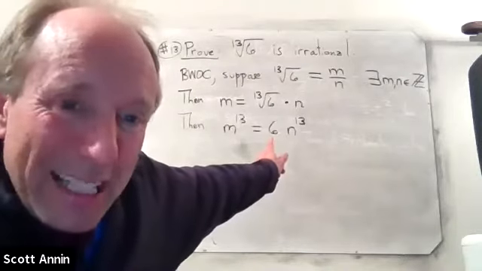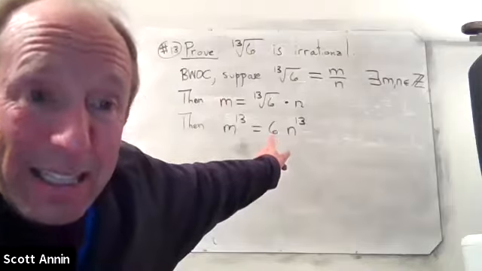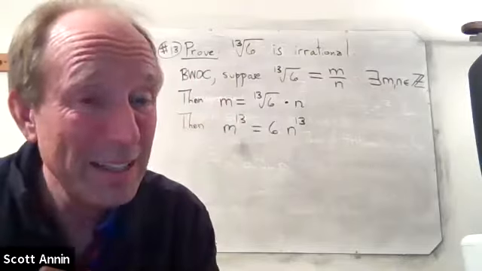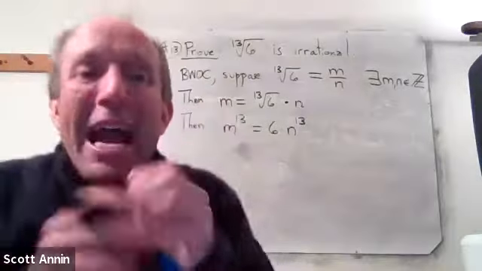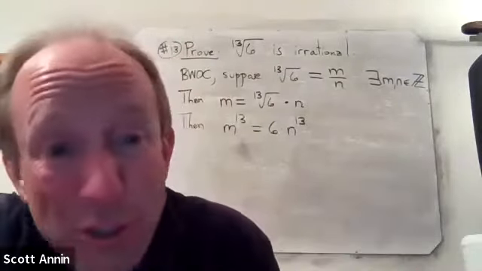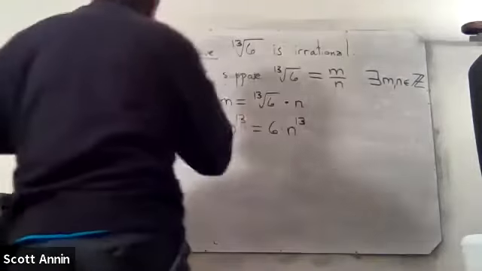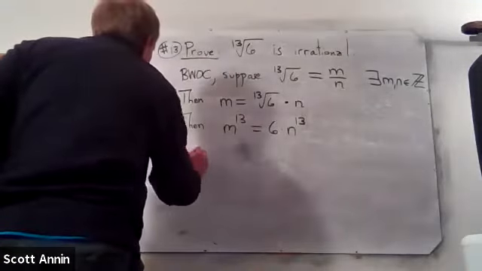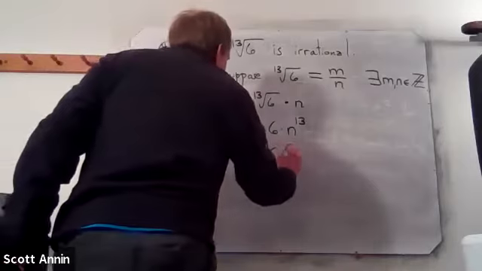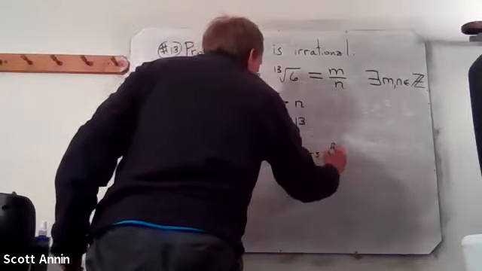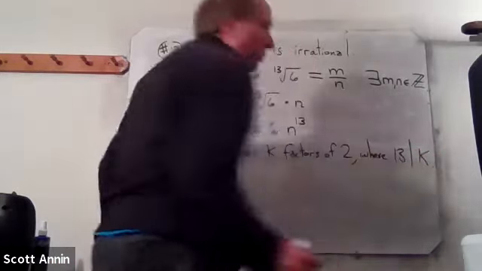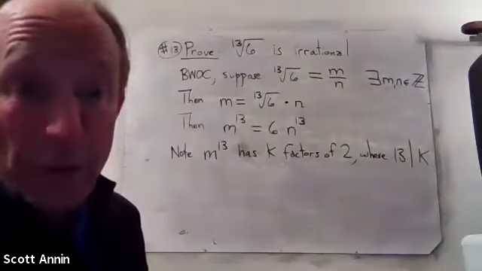And where we get into trouble, guys, is with the 6 right here, because that produces an extra factor of 2 and an extra factor of 3. So we don't actually have to write out prime factorizations of m and n here. You can do that, but we don't need to. We can simply say, note that m to the 13th has k factors of 2, where 13 divides k. So the number of factors of 2 is a multiple of 13.